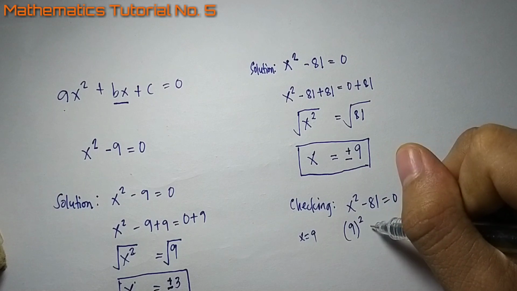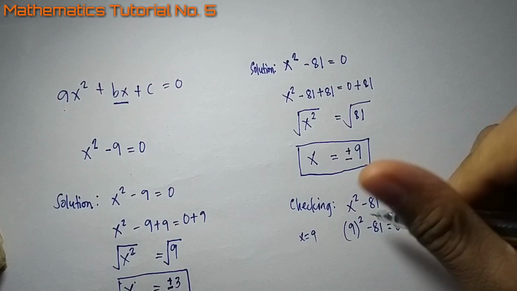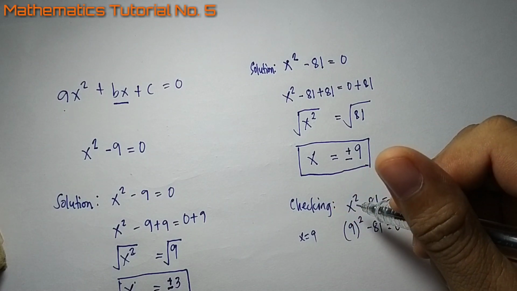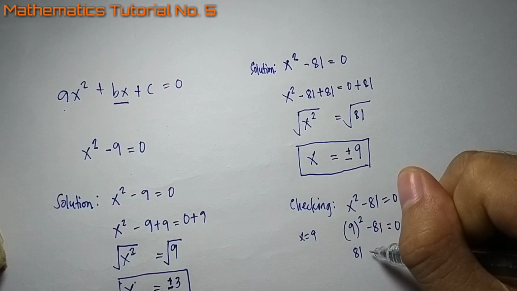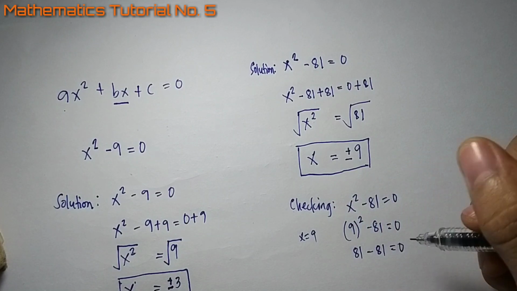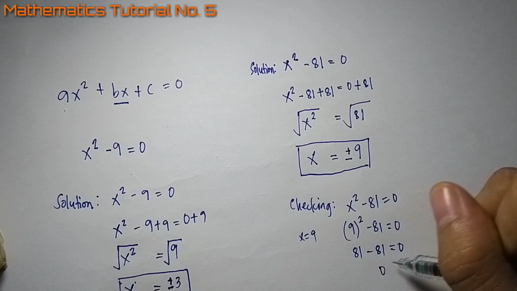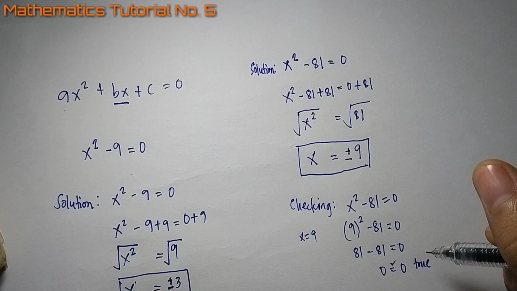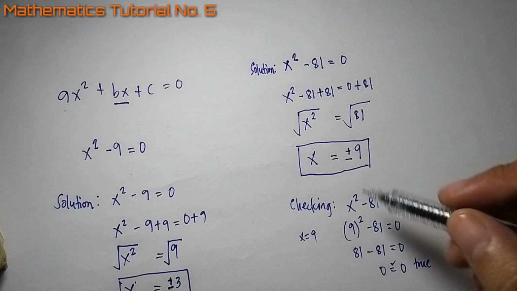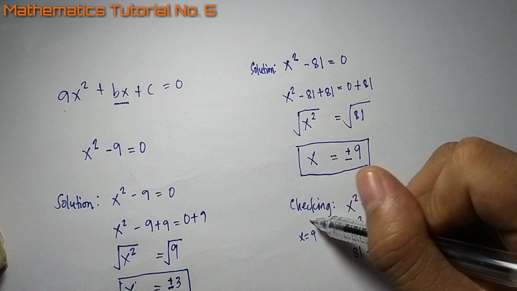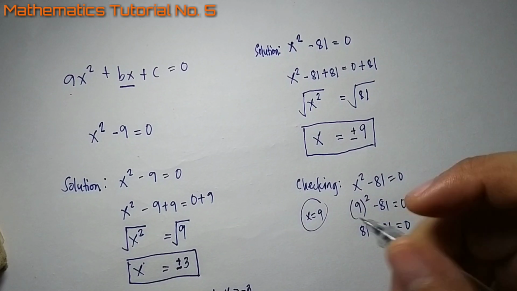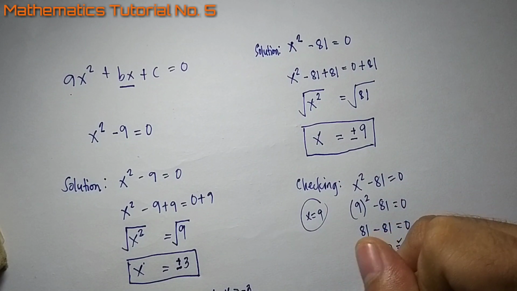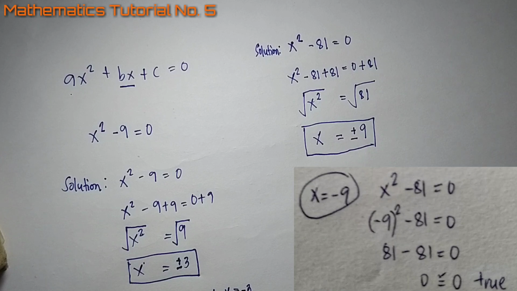So 9 squared minus 81 is equal to 0. 9 squared, that is 9 times 9. So we have 81 minus 81 is equal to 0. So 81 minus 81, that is 0. Which is true. 0 is equal to 0. Meaning, correct ang atong solution nga positive 9. Karon atong tan-awon kung check ba ang atong solution nga negative 9.